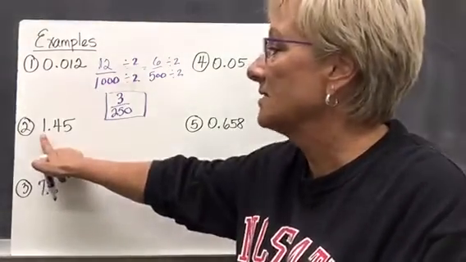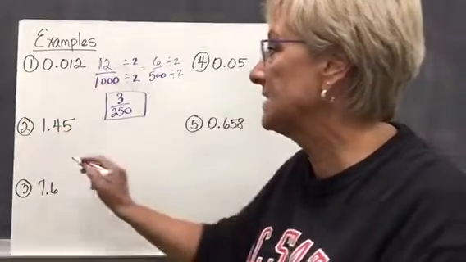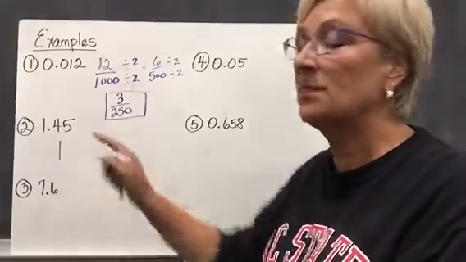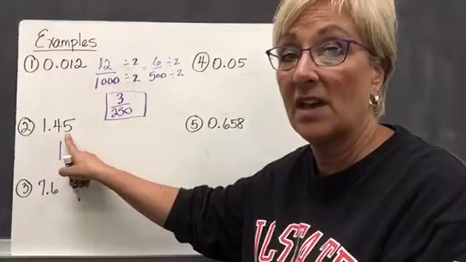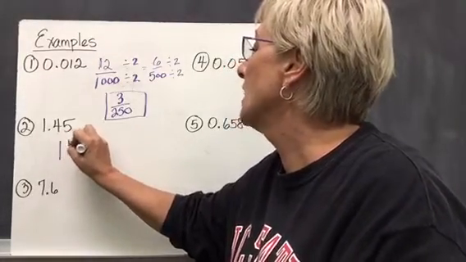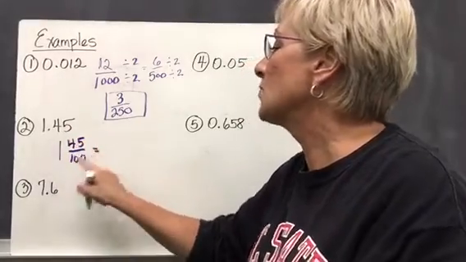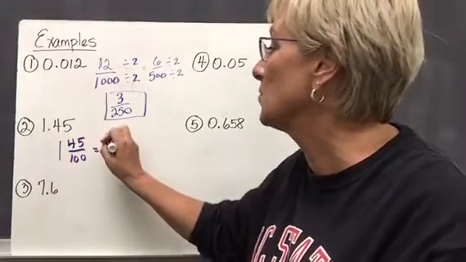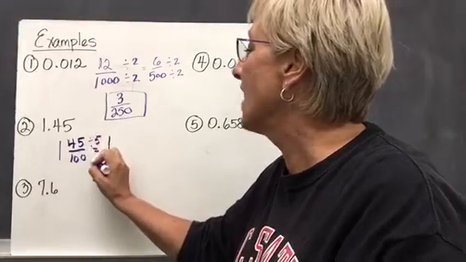Now, this one has got a whole number with it. And what you can do here is, I know that I've got 1 as my whole number, and then we're going to read the decimal part as 45 hundredths, because the 5 is in the hundredths place. So 45 over 100. And always remember to take that 1 with you, because that is a whole number 1 and it goes with the problem.